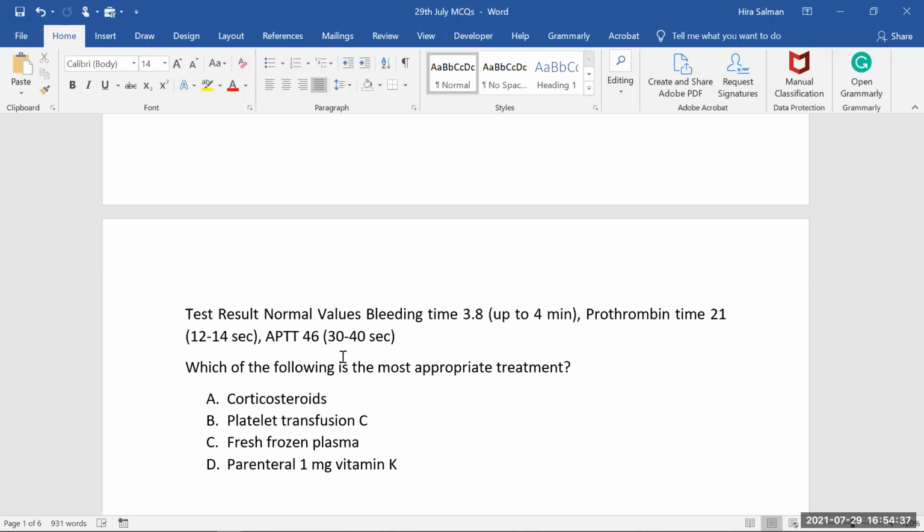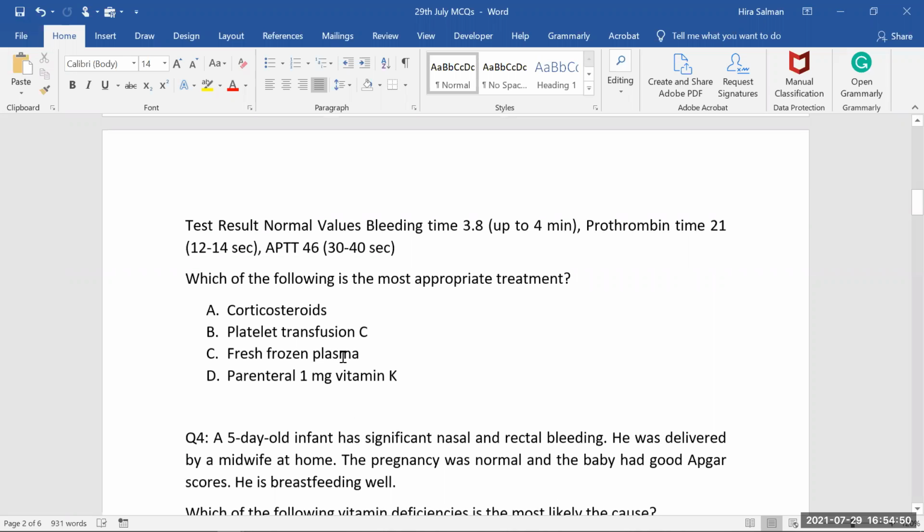So that's the whole physiology. If you are preparing for USMLE, you have to have this knowledge, because they usually ask pathophysiology questions related to clotting. Now, which of the following is the most appropriate treatment?